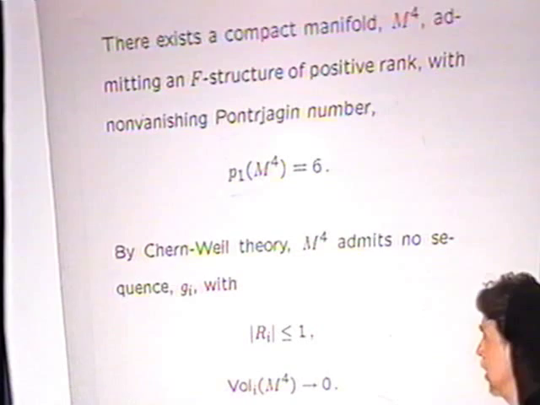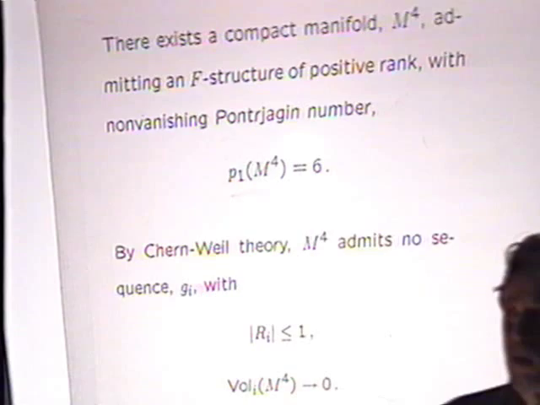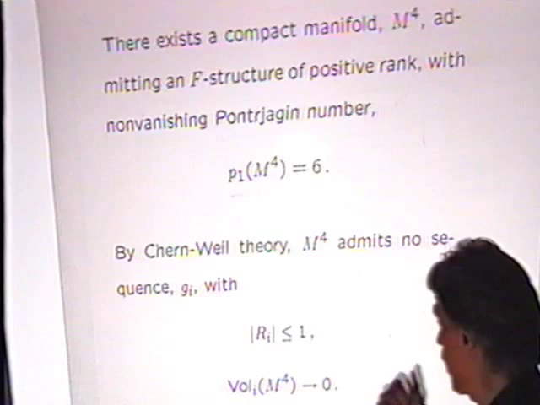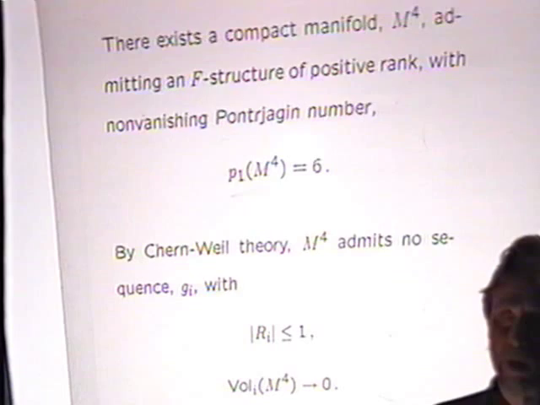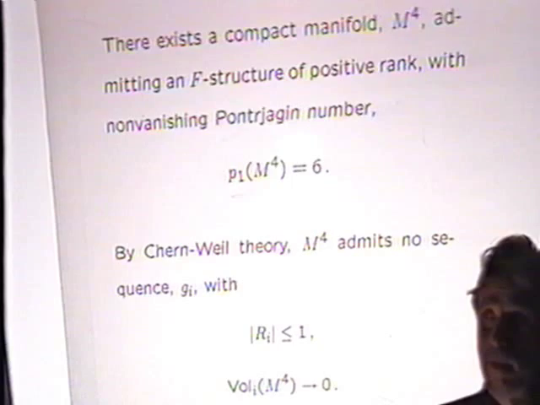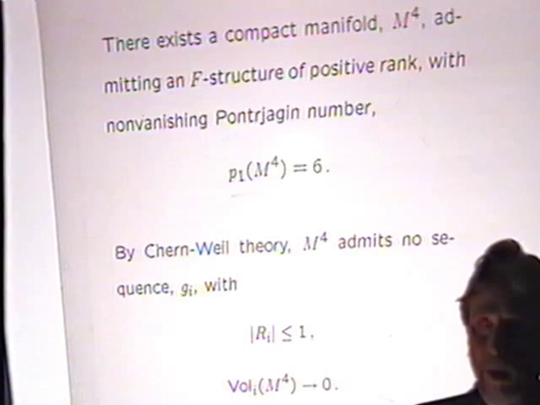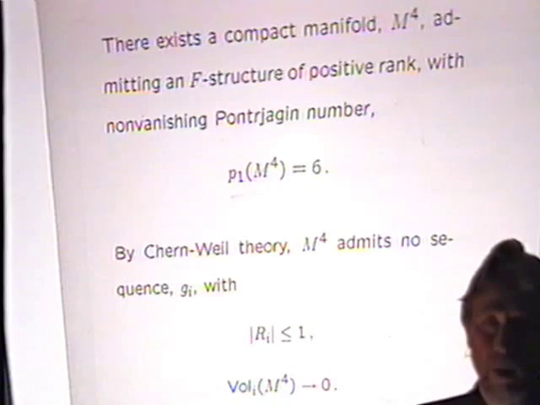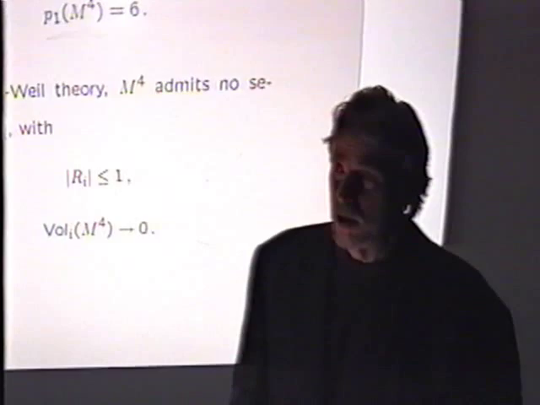So what I claim is that there's a four-manifold with P1 not equal to zero, in fact, let's say six, which has a non-trivial F-structure, say an F-structure of positive rank. All the orbits have rank one. Therefore, it has this collapsing sequence with bounded curvature. But it can't be the case that the volume goes to zero, because then P1 would be zero, or equivalently, if you know the signature theorem, the signature would be zero, and it's not.